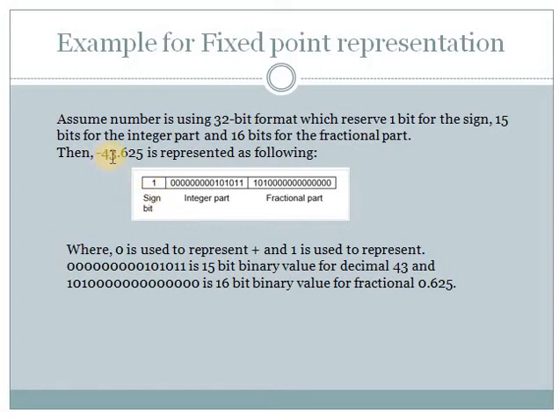See here, -43.625. So this is the 625, and this is the integer part, 43, with the point here. That is 43.625, and this 1 represents the minus. So this is how we are representing numbers in the fixed point representation.